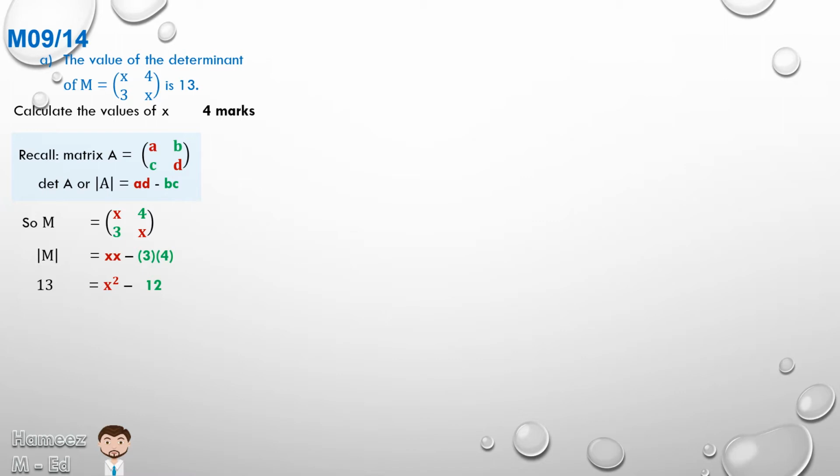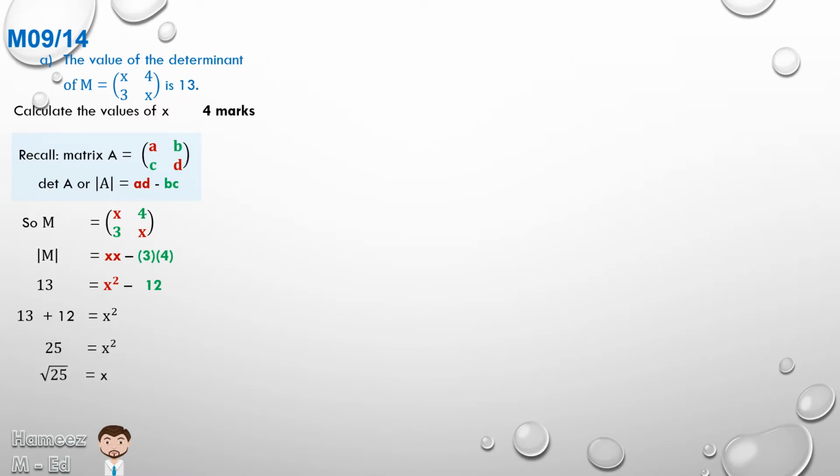And if we want to find x squared, we need to move the 12 from the right-hand side and carry it across to the left. The 12 is subtracting. When I carry it across, it will add. So what will that give us? 13 plus 12 is equal to x squared. 25 is equal to x squared.